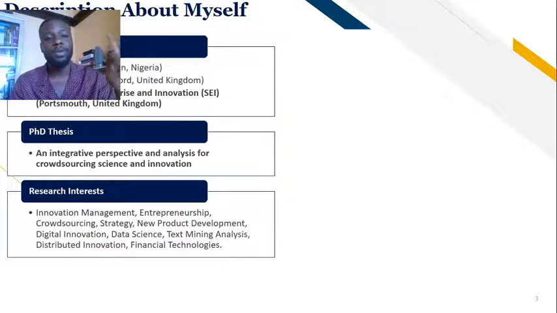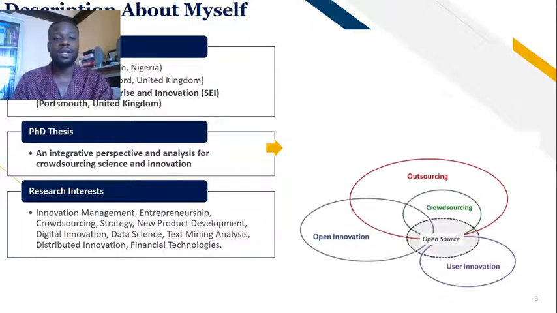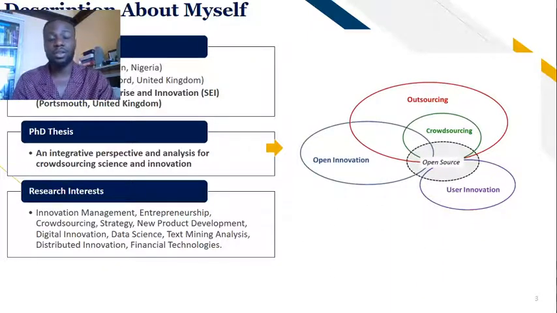a brief description about myself. So I have an educational background in economics, finance, and a PhD in strategy, enterprise, and innovation. My PhD thesis looked into the integrated perspective and analysis for crowdsourcing science and innovation, which is a subset of open innovation and outsourcing. Right?